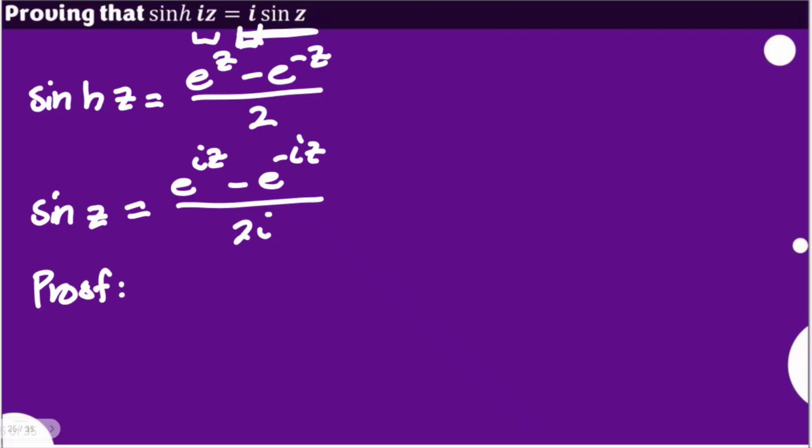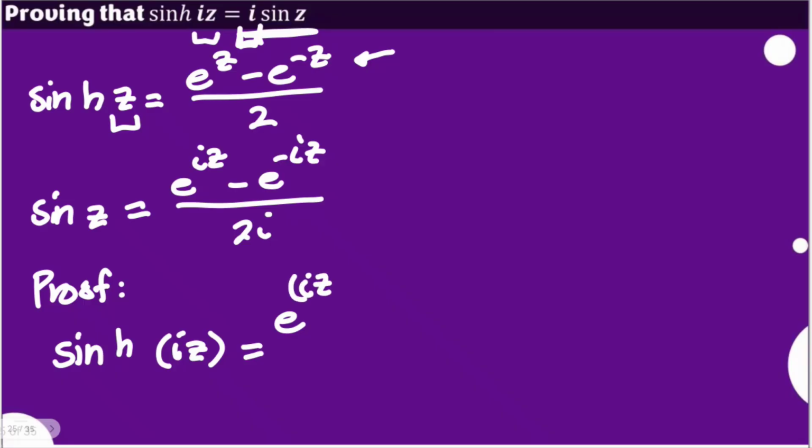So we would start with the hyperbolic function of sine, but instead of z, we will have here iz. That means instead of z here, we're going to change it to iz, and all the z's here as well. So this will be equivalent to e to the power of iz minus e to the power of negative iz, over 2. Okay? That would be the form that we would like to determine.